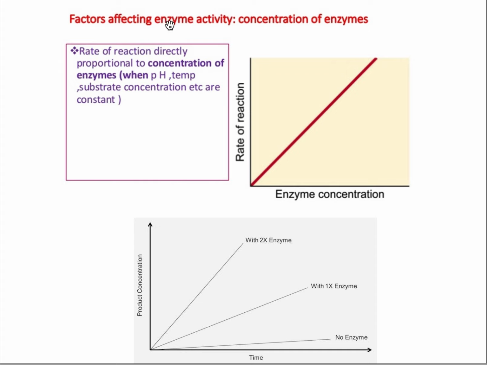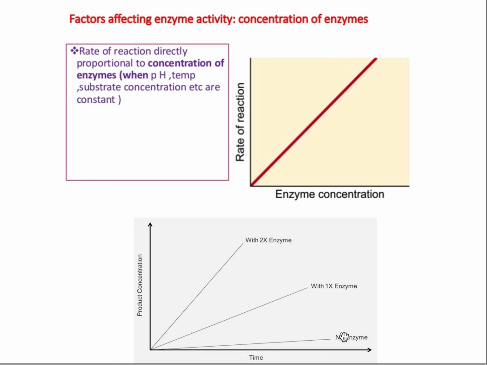So the rate of the reaction is directly proportional to the concentration of the enzyme when pH, temperature, and substrate concentration are constant. So if we plot the rate of the reaction against enzyme concentration, the reaction rate will be directly proportional to the concentration of the enzyme, but the condition is we need to keep pH, temperature, and substrate concentration stable. So look at this plot.